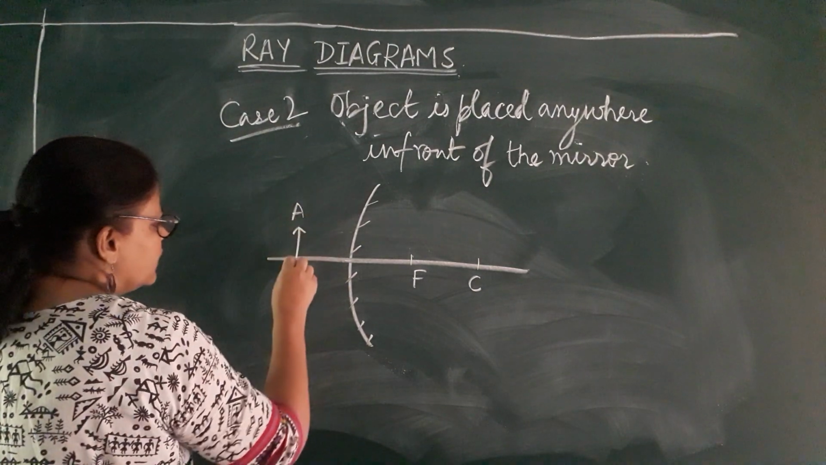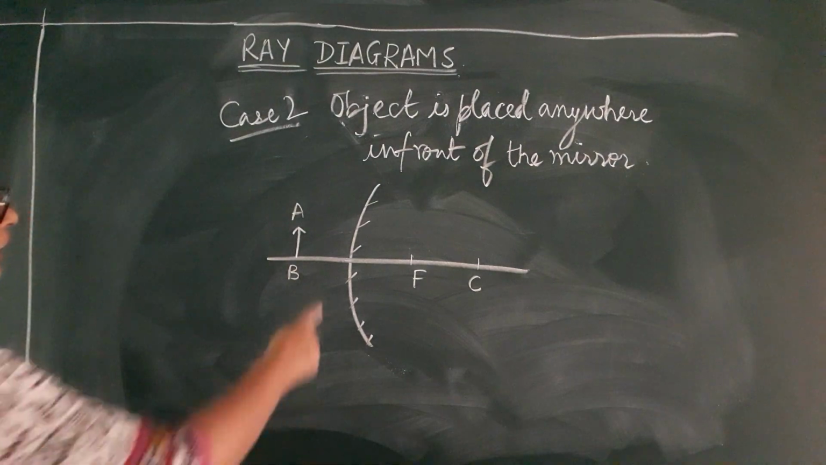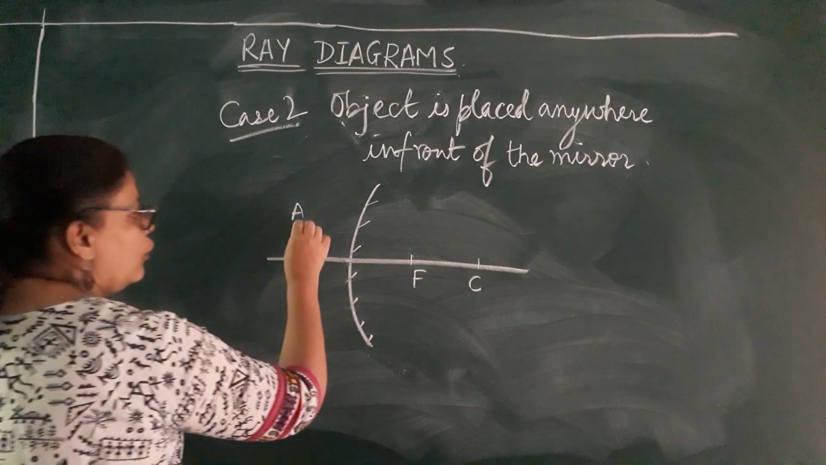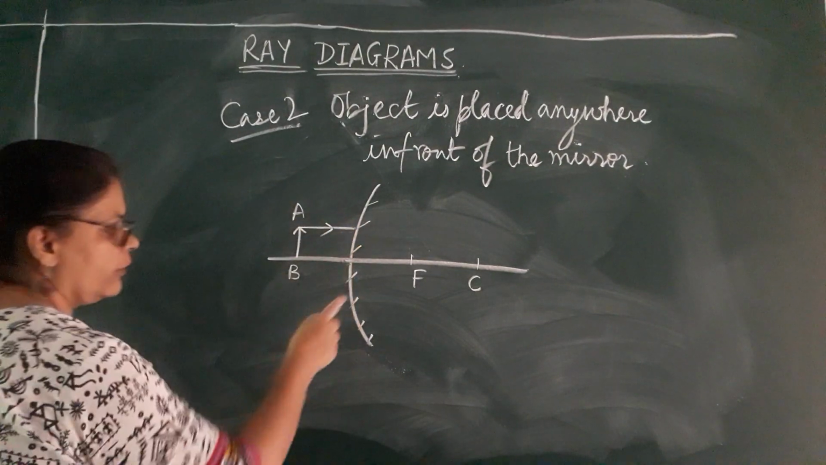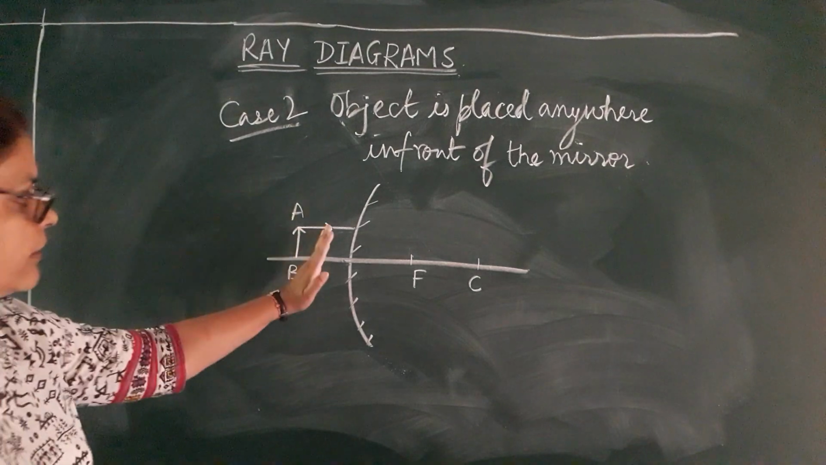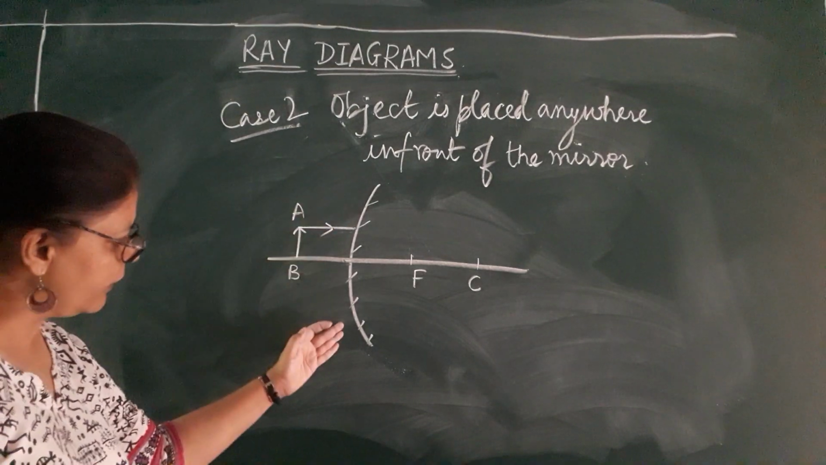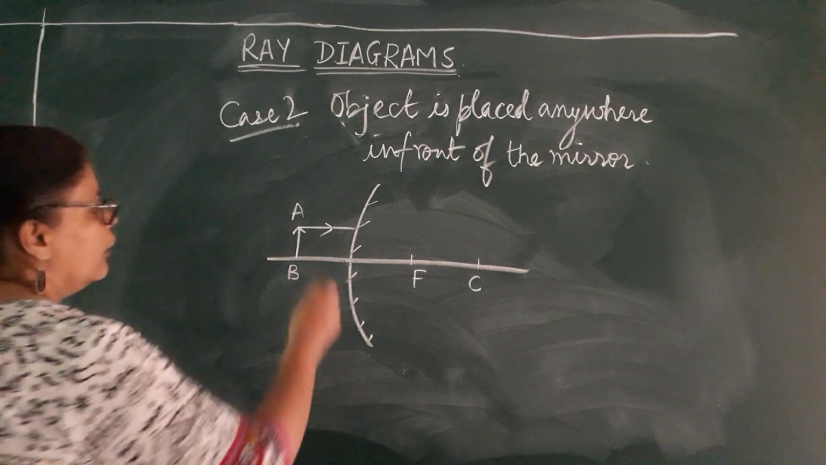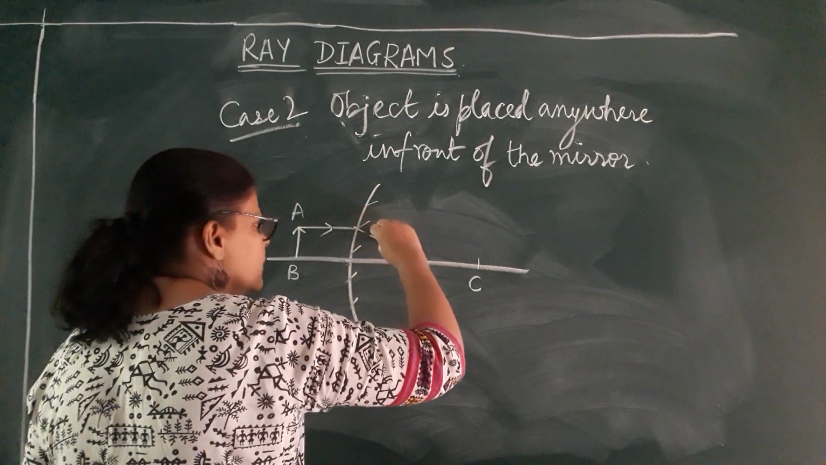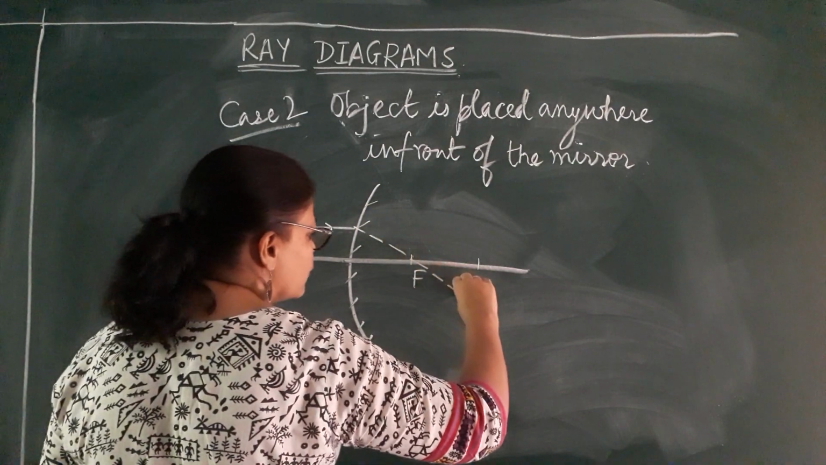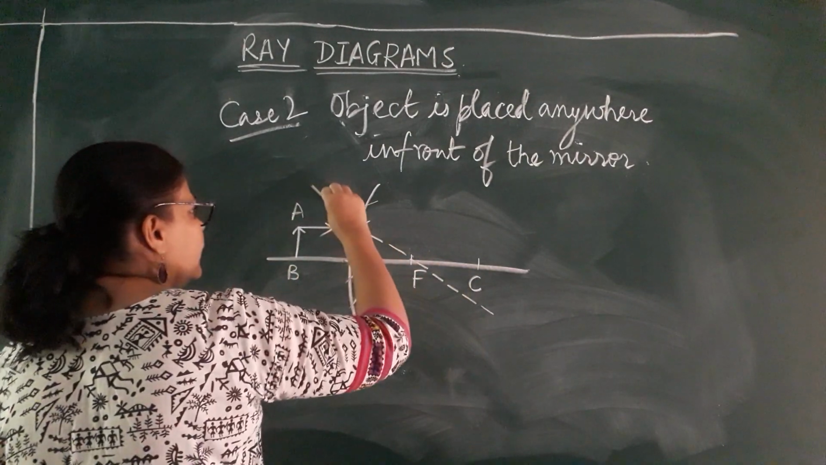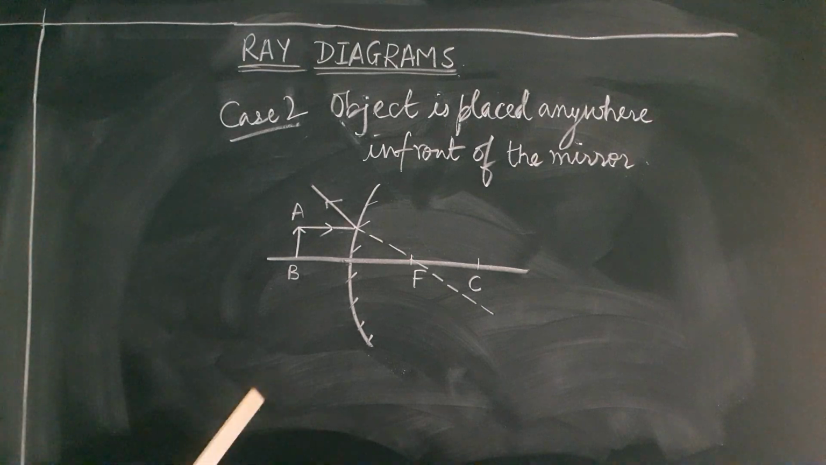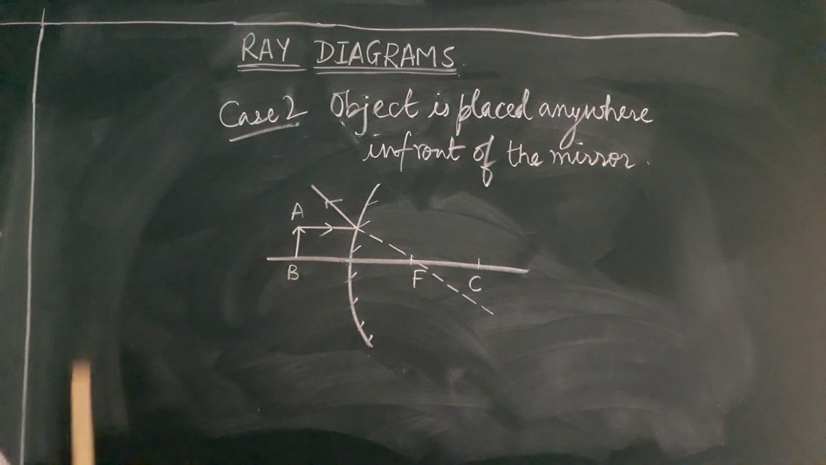So let us suppose the object is AB. Fine? Now I have taken the object anywhere. Now I follow rule 1, ray of light moving parallel. Children, you know that in convex, this outer surface is reflecting. So naturally I am going to take the object in front of the reflecting surface. Okay? A ray of light moving parallel appears to pass through F. This is one rule applied.